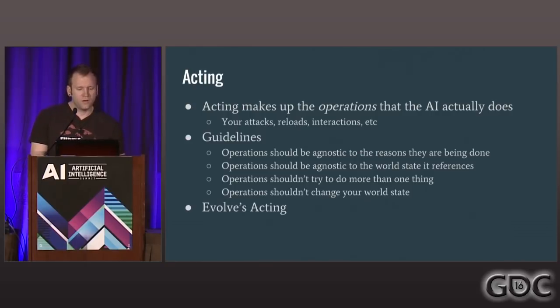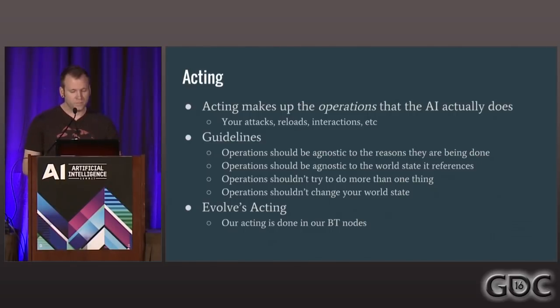So for Evolve, our acting is done in our BT nodes. And what we ended up doing was refactoring a whole bunch of them, ripping the sensing logic and deciding logic out of those acting nodes. And if we didn't do that, we just made new nodes that really focus only on acting. This gave us smaller and simpler building blocks to work with going forward with our new characters.